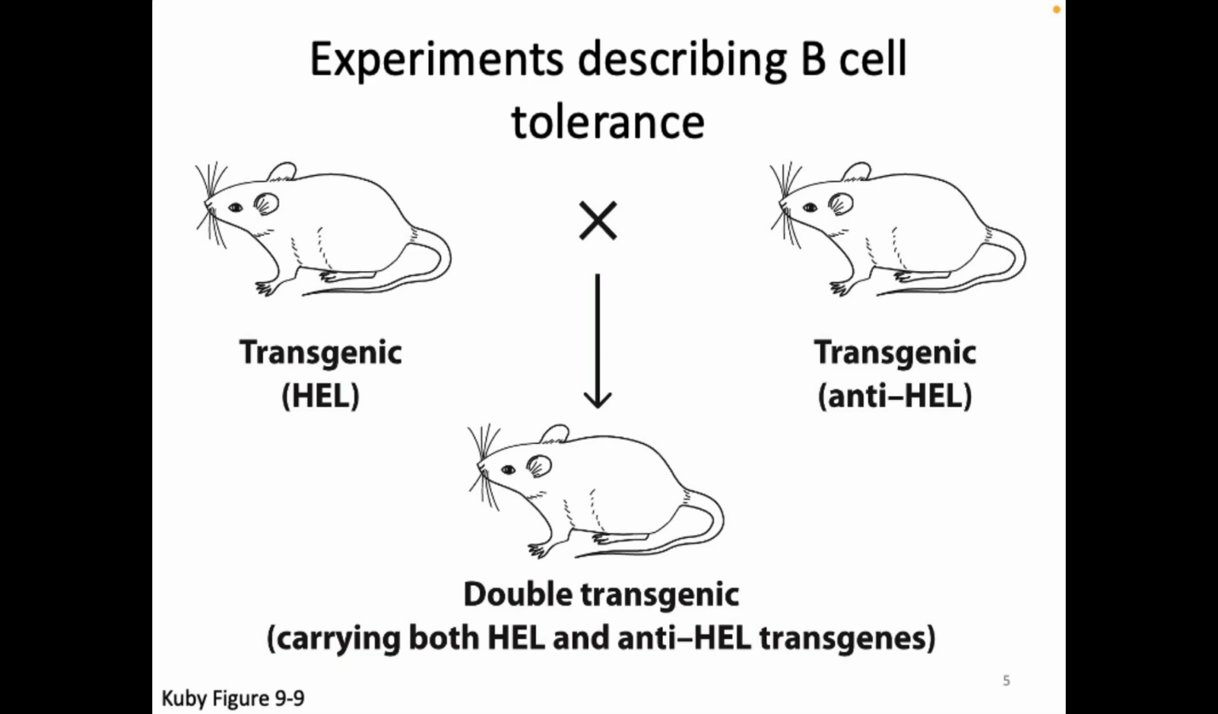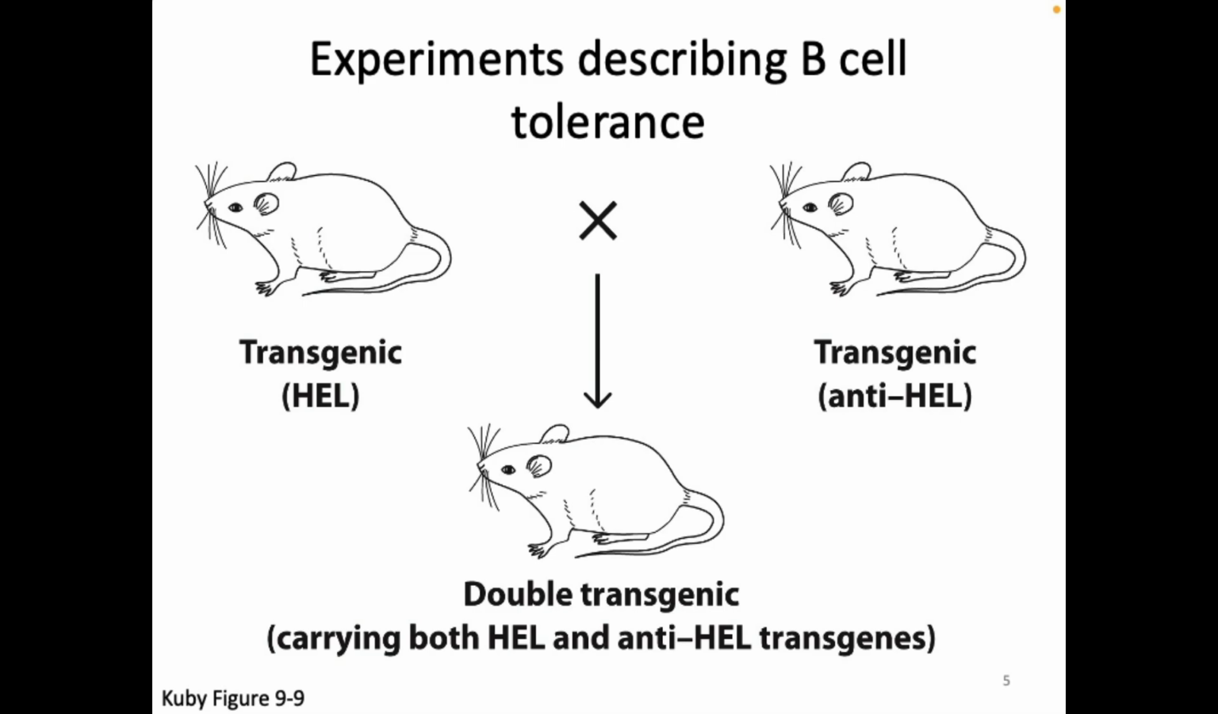HEL stands for hen egg lysozyme. And the only really important part for you to know about hen egg lysozyme is that it is a protein encoded by a gene from an animal called a hen, aka a chicken. So if you think about this mouse, does this mouse normally make this chicken protein, HEL? No. So that's a foreign antigen to this mouse, right? Basically, 100% of this mouse's antibodies make antibodies against this chicken protein. If it got attacked by a chicken, it'd be in great shape. So the mouse lives happily ever after.